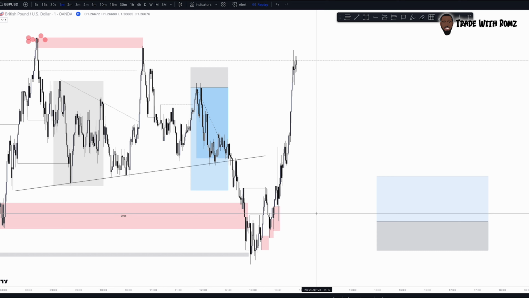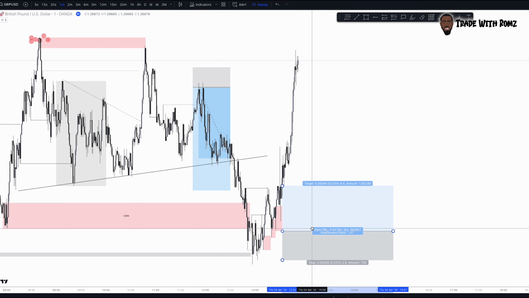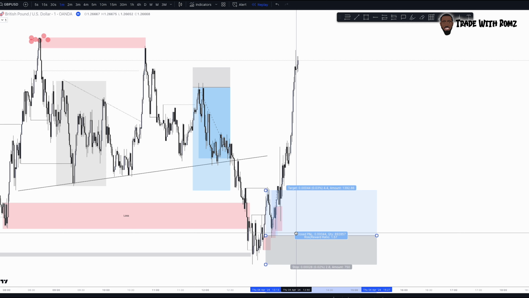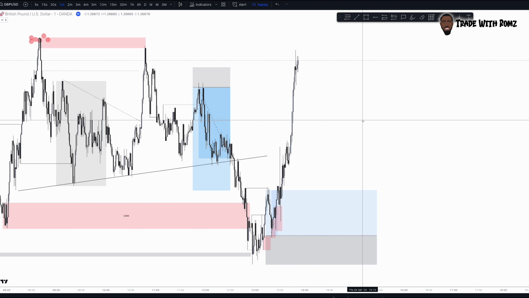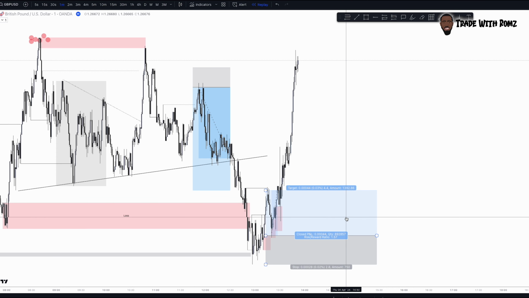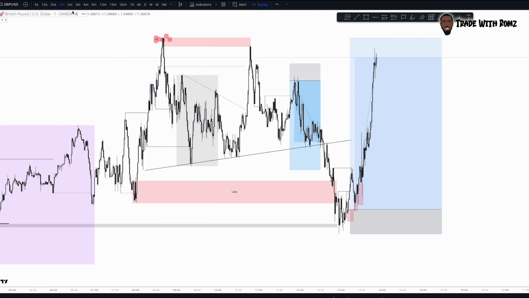So price gave me optimal times. I could have stacked entries if I really wanted to. I had so many chances to get in on this trade. The best one would have been down here, of course. Stop loss below this low. Or let's just be safe, 2.8 stop loss right below the complete low. And then targeting at least this high.